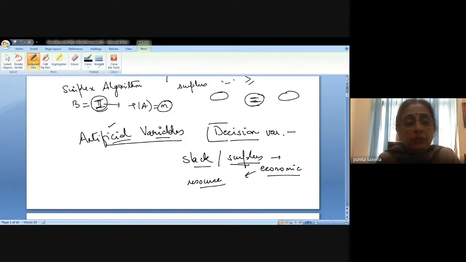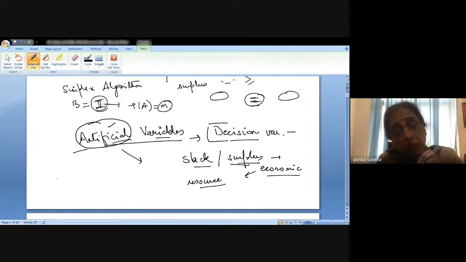But when we say artificial, that means they are totally artificial in nature. They have no physical significance, and no economic significance as well. So we are incorporating these variables only and only for the purpose of getting an initial basic feasible solution. We do not want anything else to be done from these variables. That is why we are calling them artificial variables. Now, if we are incorporating them only for the initial basic feasible solution, then the moment we move on to the next iteration, what happens?